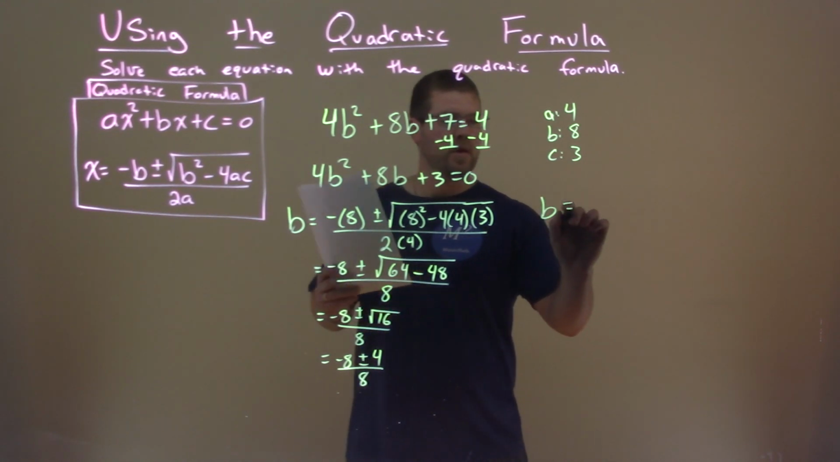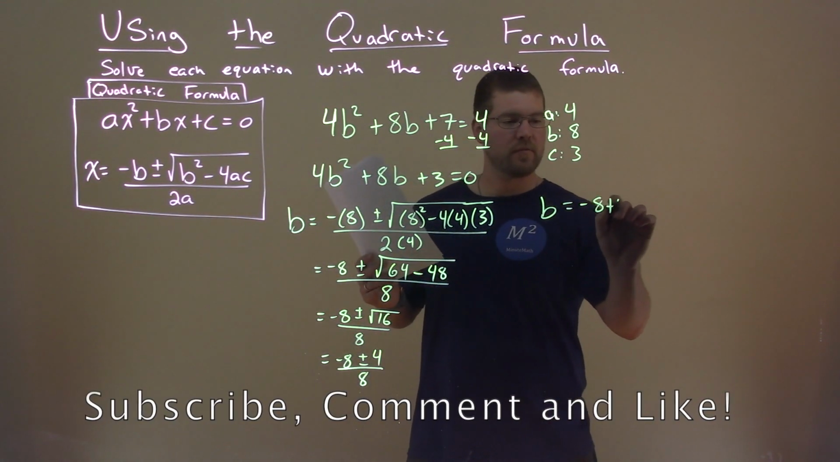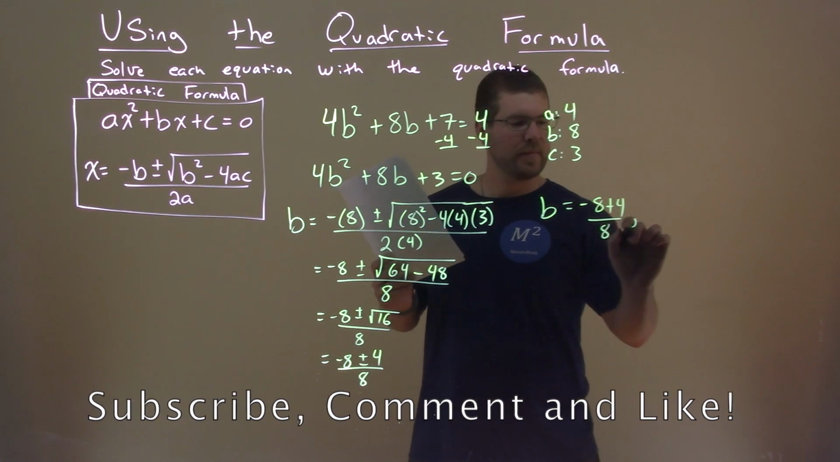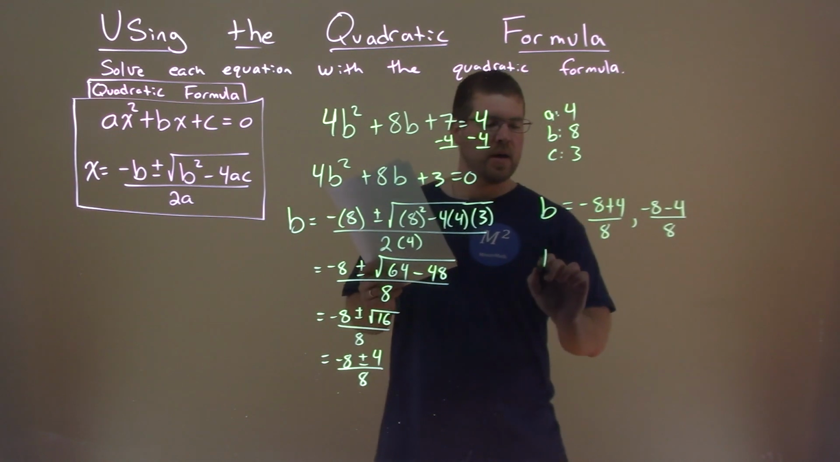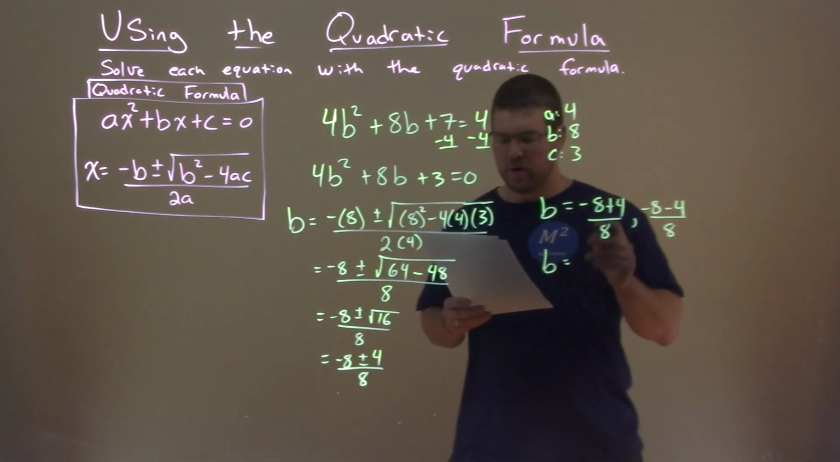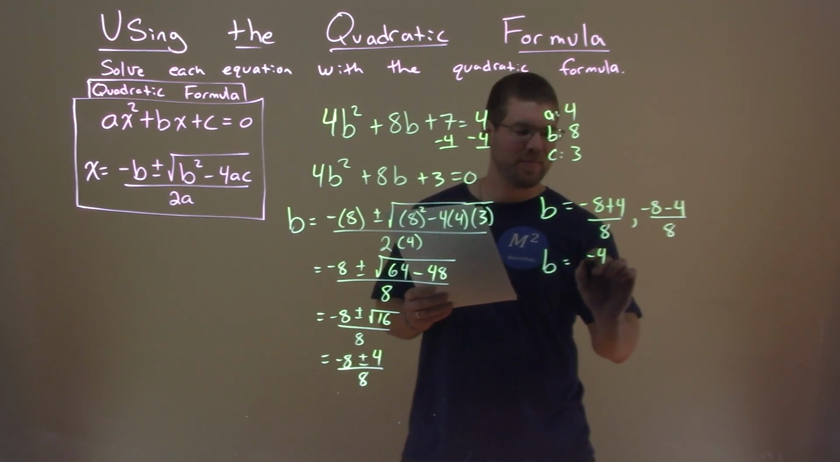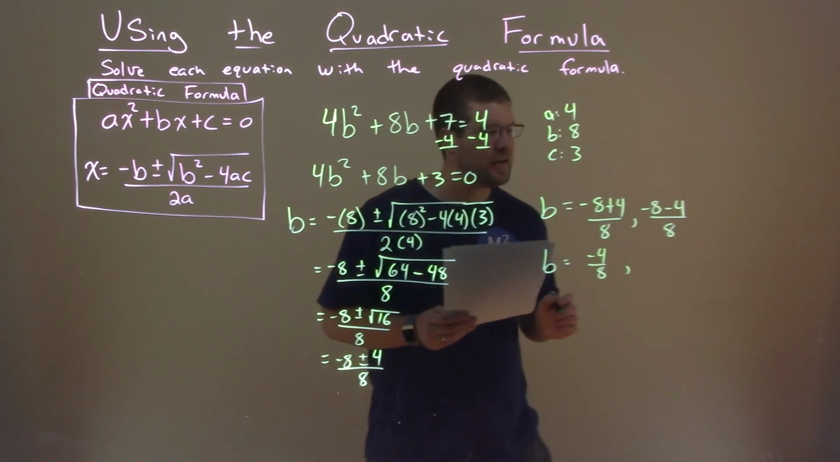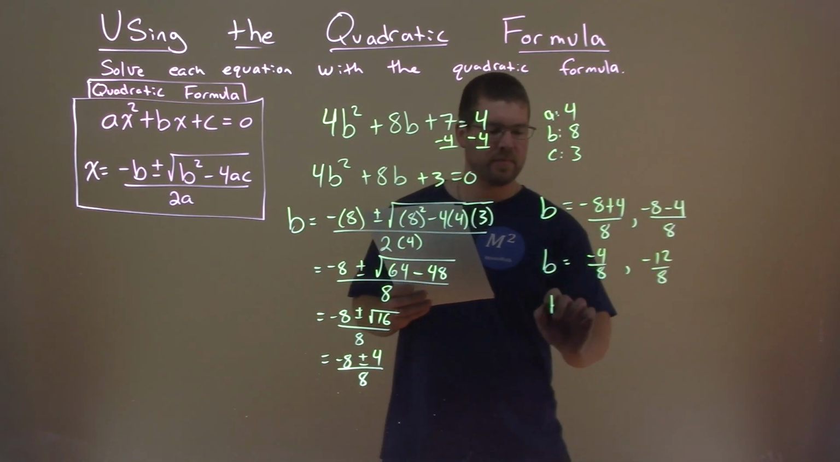And we're going to break it up into the plus and the minus. So negative 8 plus 4 over 8 and negative 8 minus 4 over 8. And we're going to simplify each one individually. Negative 8 plus 4 is negative 4 over 8. And negative 8 minus 4 is negative 12 over 8.